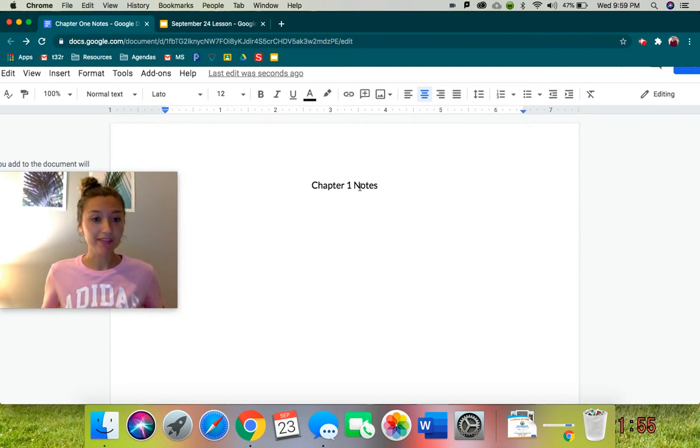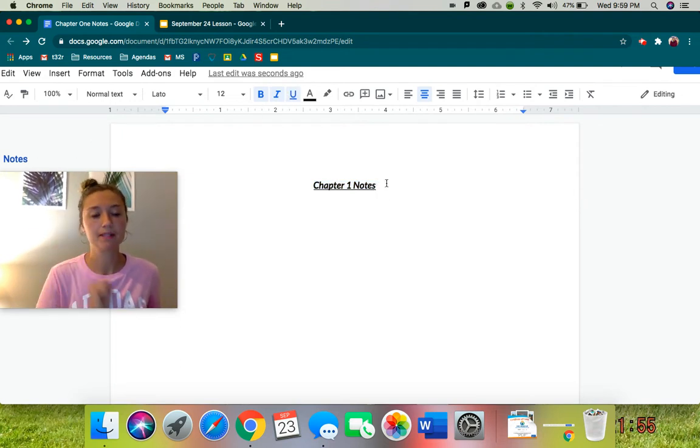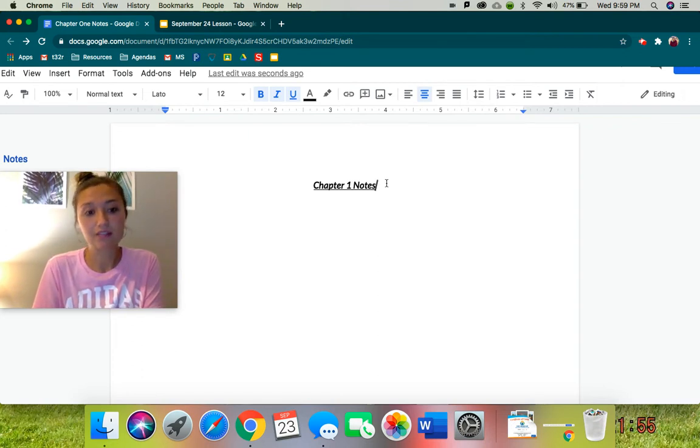Make sure you choose a font that's easy to read. Personally, I like Lato. Now we're going to bold, italicize, and underline because we want this to pop. This is our header, okay? So you want to know what these notes are about, Chapter 1 Notes, okay? And now what we want to do is we always want to date our notes, okay? So you know exactly when you took these notes and you can refer back to them more easily, okay?